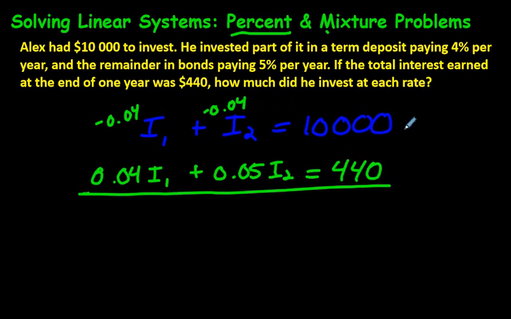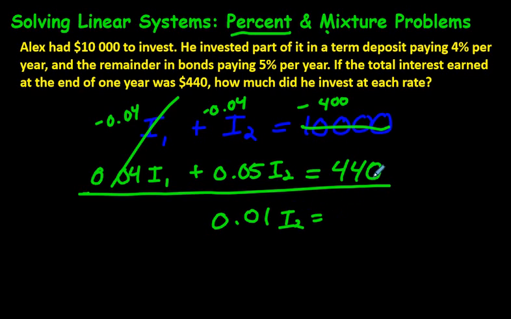And if we multiplied 10,000 times negative 0.04, well, 1, 2, 3, 4. That's 4 jumps over. That'd be negative 400. That's what we would end up getting. Okay? So if we put these together, top and bottom, we would see that these two cancel. And over here we have 0.05 minus 0.04. That leaves us with 0.01 of investment 2. 440 minus 400 leaves us with 40.